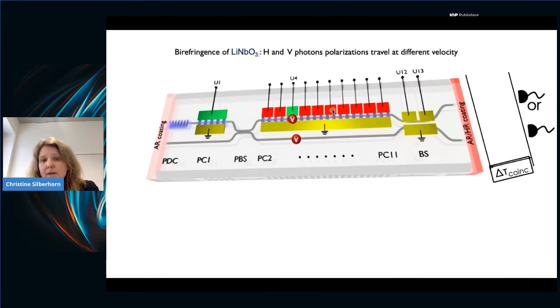Now, what is that segmented element here? It's kind of key here. Because our material is birefringent, the different polarizations travel at different speeds. And depending on where we switch the photon, we can introduce the time delay.